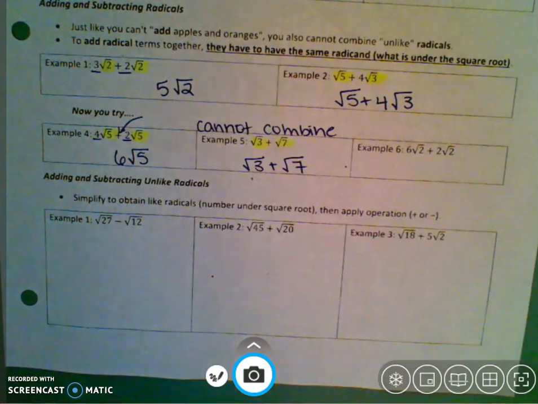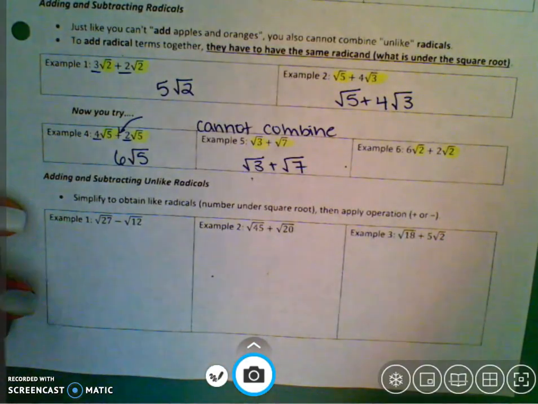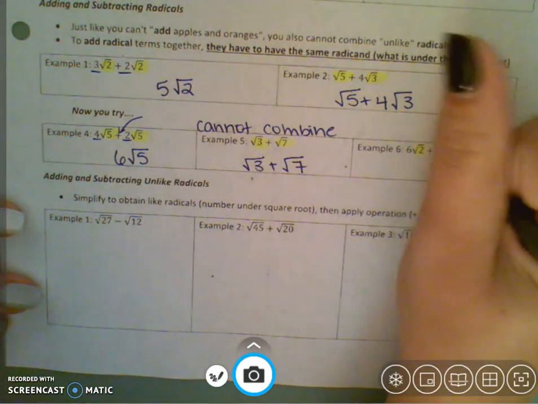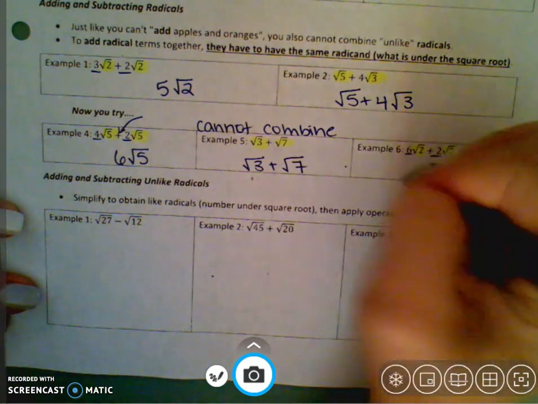Okay, number 6. We have square root of 2, square root of 2, so those match. Bring that down, and then we have 6 plus 2 out front, which is 8.